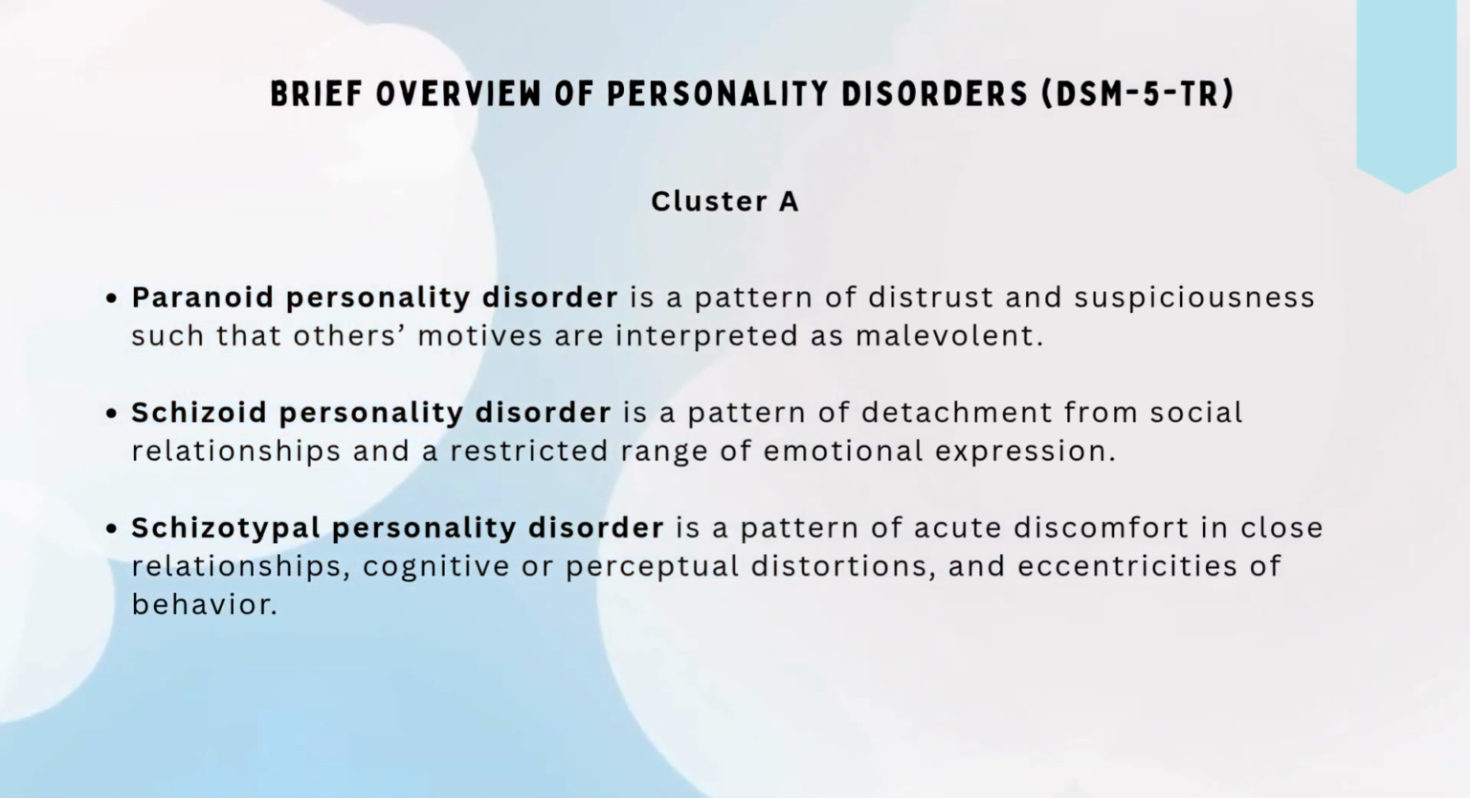Schizoid personality disorder is a pattern of detachment from social relationships and a restricted range of emotional expression. Individuals typically prefer solitary activities, show limited interest in forming close relationships, and may appear emotionally distant or indifferent to others. Schizotypal personality disorder is a pattern of acute discomfort in close relationships, cognitive or perceptual distortions, and eccentricities of behavior. These individuals often experience difficulties in social relationships and may display unusual beliefs, perceptual experiences, or behaviors that others perceive as odd or eccentric.